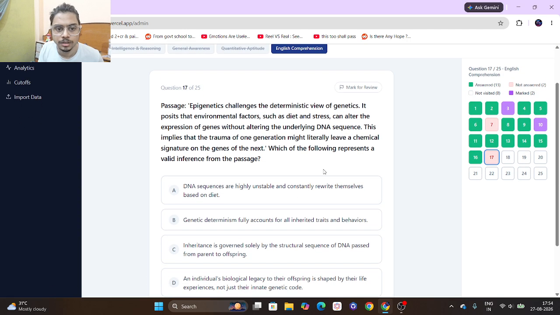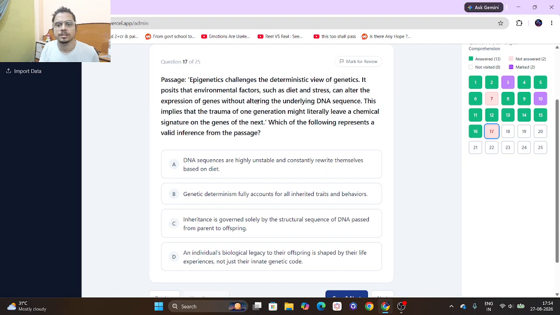Next. Epigenetics challenges the deterministic view of genetics. It posits that environmental factors such as diet and stress can alter the expression of genes without altering the underlying DNA sequence. This implies that the trauma of one generation might literally leave a chemical signature on the genes of the next. Which of the following represents a valid inference from the passage?